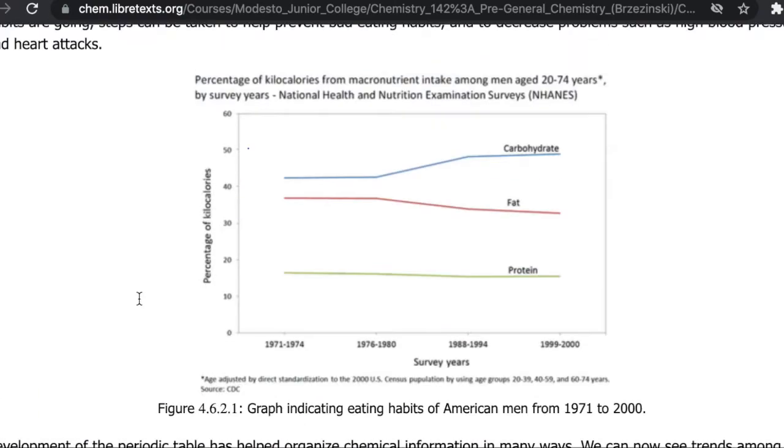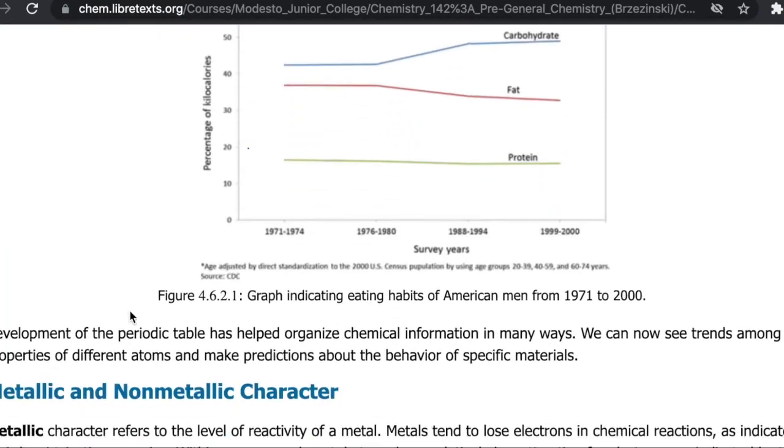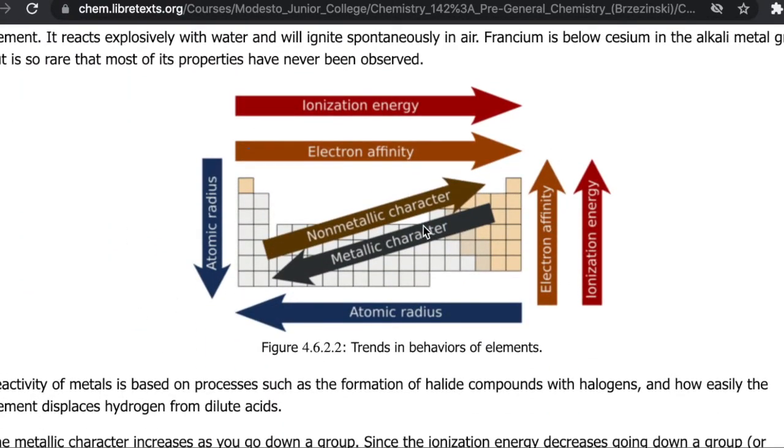For metallic character in 4.6.2, we have this chart over here. So we just showed how the ionization energy increases going from left to right, but decreases going down, so it increases going up the periodic table. And that is how hard it is to pull an electron away from an atom. Metallic character is how easy it is to pull an electron away from an atom, because metals give up electrons fairly easily. And so this is exactly the opposite of the ionization energy.